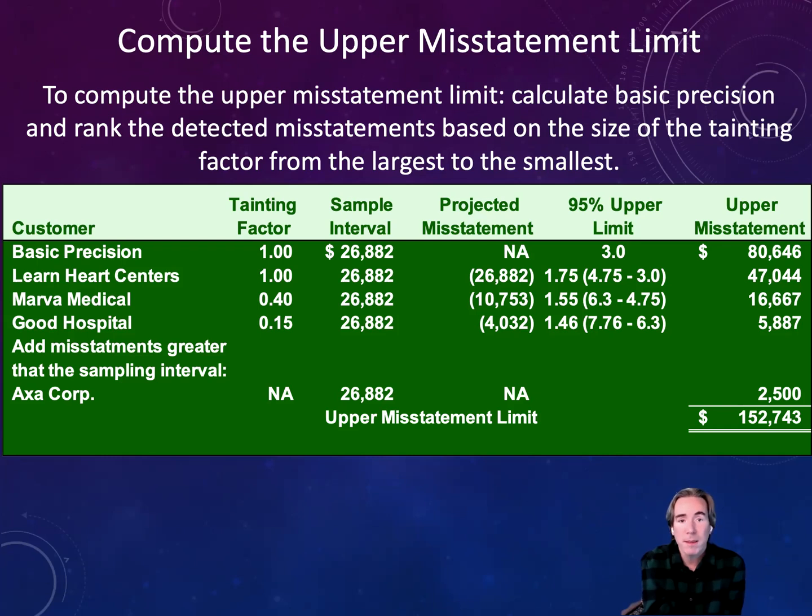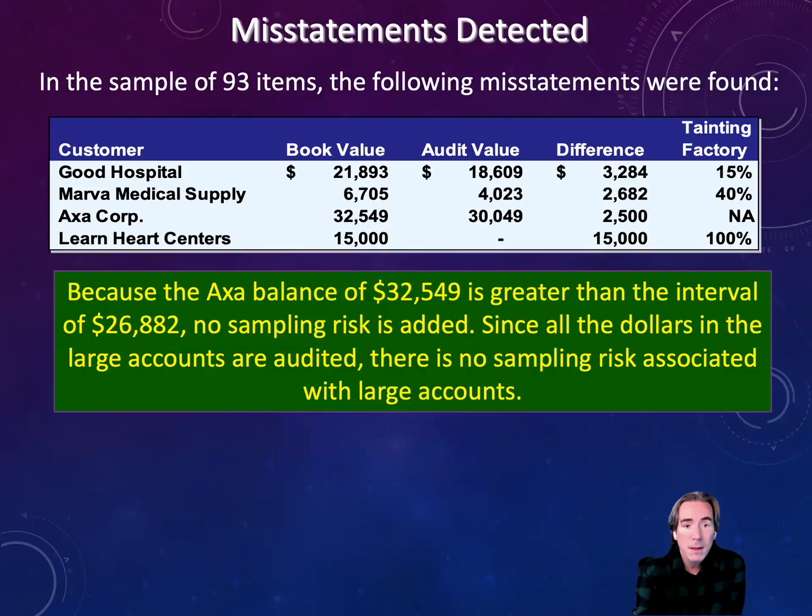So 26,882 times 1.75. Because remember, we're saying whatever error was in that account, the entire interval looks like it, and we're saying, based on the tables, for every error that looks like that, we have 1.75 errors that look like that. The next row, we found the account was 40% off. So we believe that entire interval is 40% off.